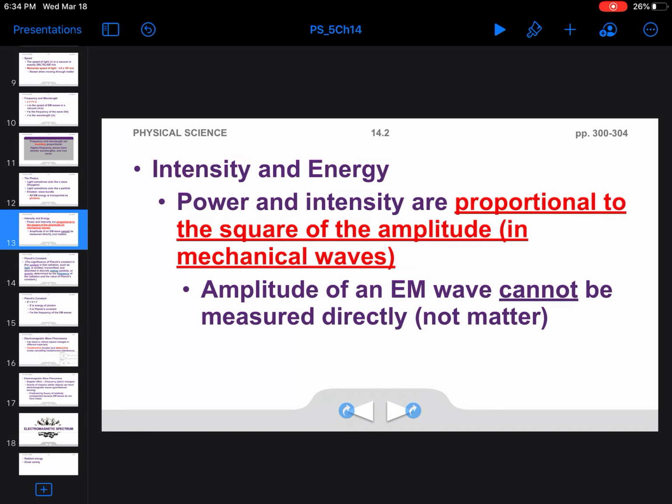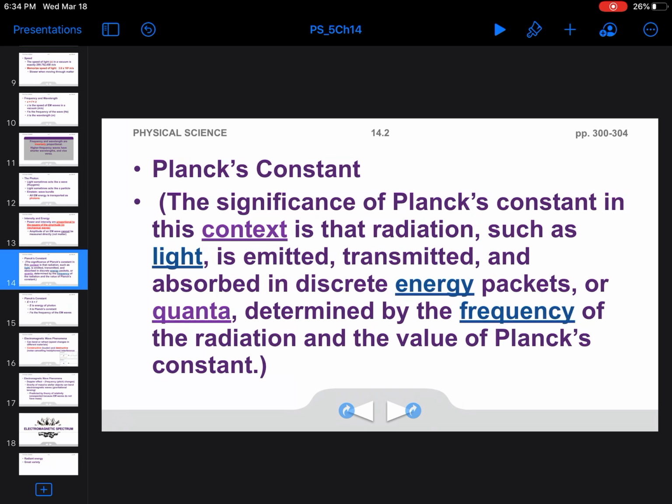We see also that Planck's constant is an important aspect of electromagnetic waves. The significance of Planck's constant, in this context, is that radiation, such as light, is emitted, transmitted, and absorbed in discrete energy packets or quanta. Mark that term in your mind. You need to know that. Write it down, do what you have to do to remember that, because that is a very important term. These quanta are determined by the frequency of the radiation and the value of Planck's constant.